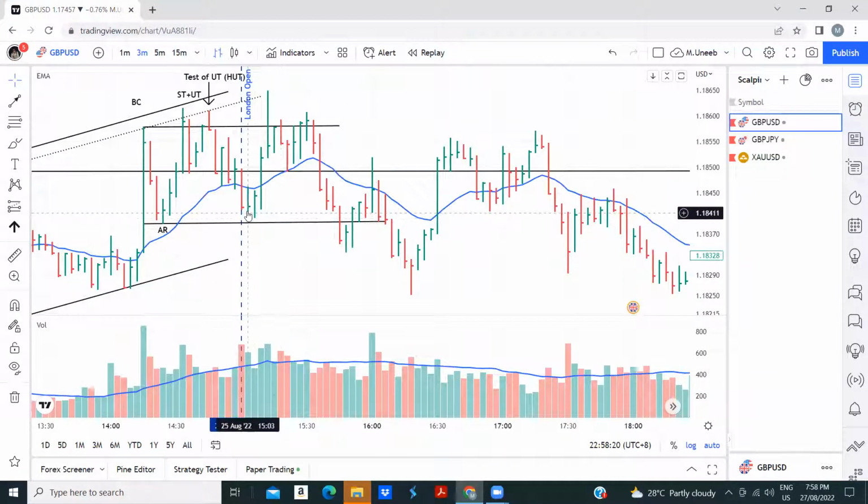Now we are in this range here. This is a secondary test. And then we have this one. AR. All right, secondary test plus UT. This whole move, the price came down, tested the region, went up. Now we cannot take this entry over here, right? Because we don't have a clear entry.